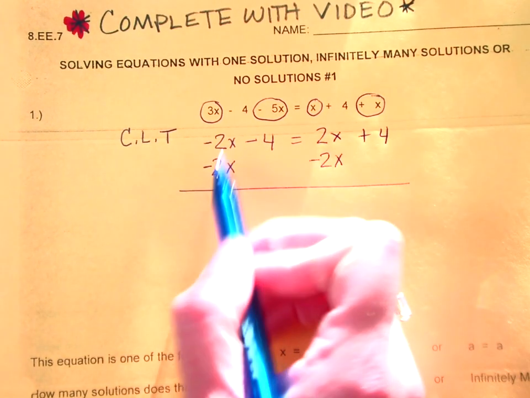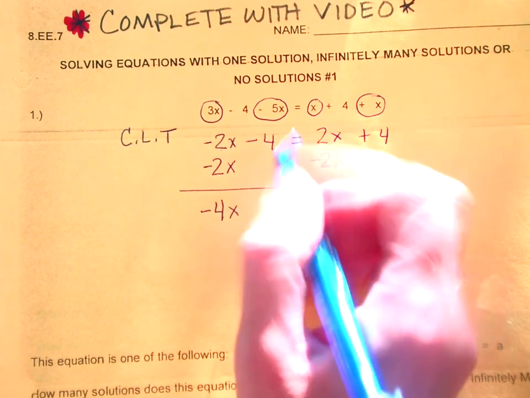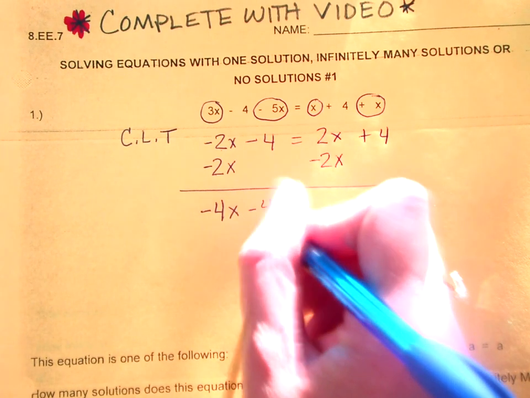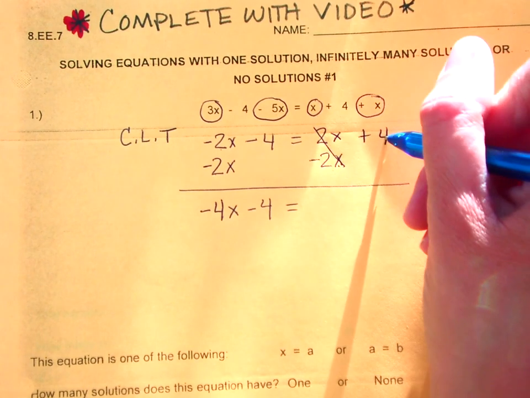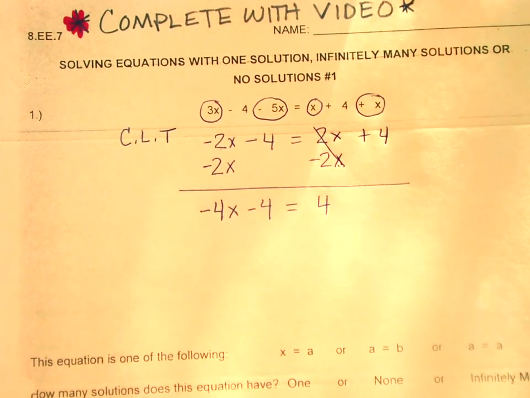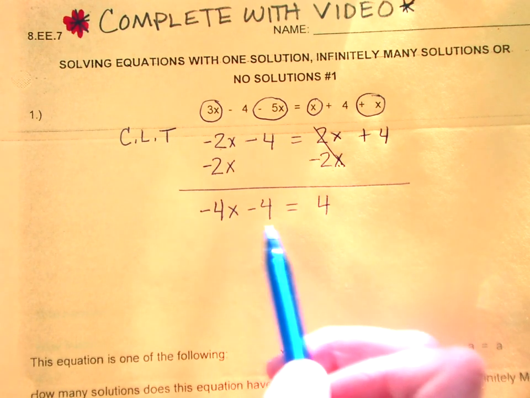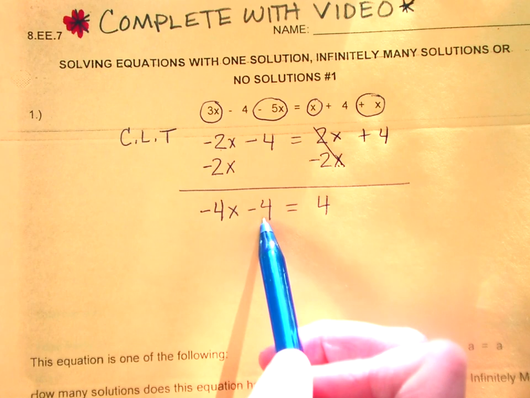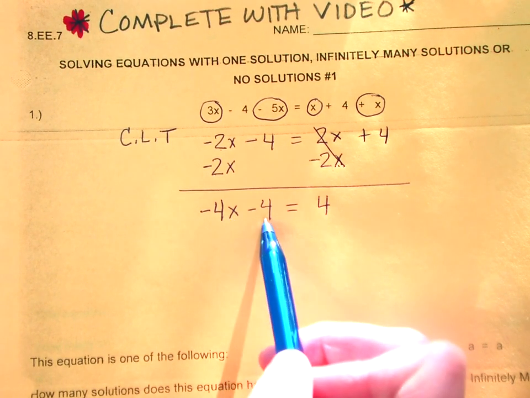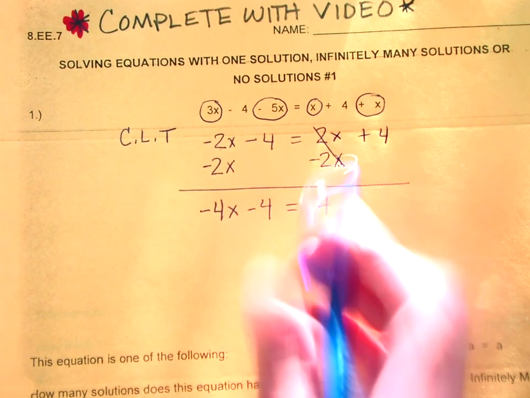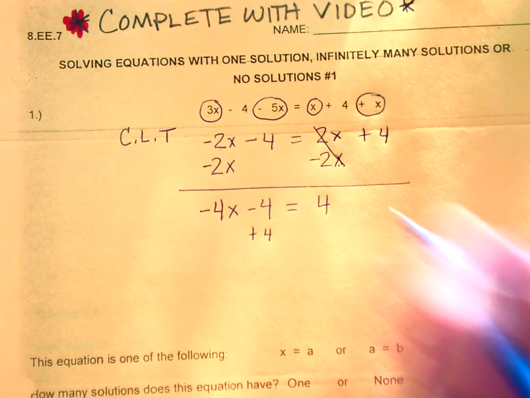Negative 2x minus 2x is negative 4x. Bring this down, negative 4. 2x minus 2x actually cancels, and then we're left with 4 on this side. Okay, and then we also said, and this is kind of like a two-step equation as well, we want to get our constants over on the right-hand side. We want to isolate this variable. So we're going to cancel out minus 4. We're going to have to add 4 to cancel it. Whatever we do to one side, do to the other.